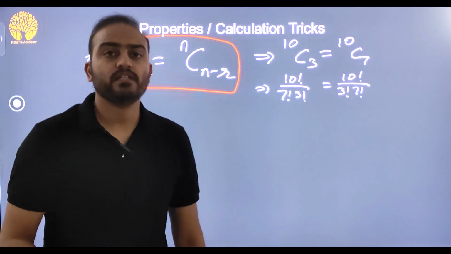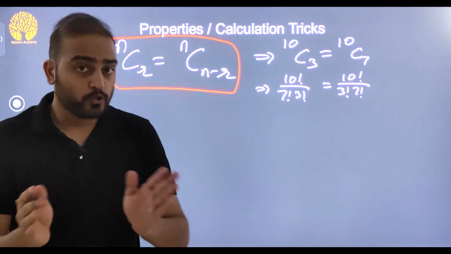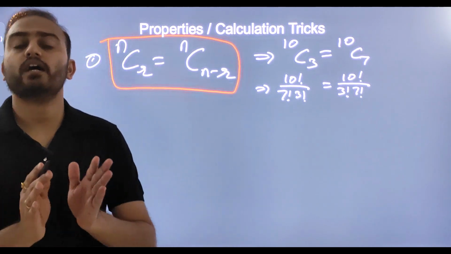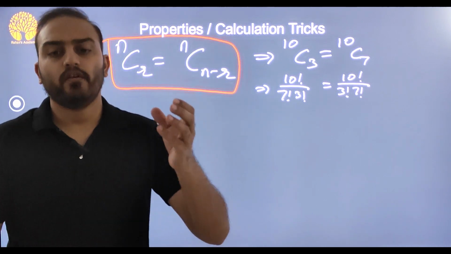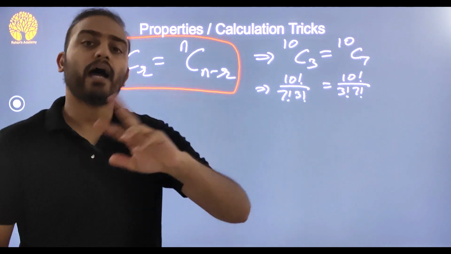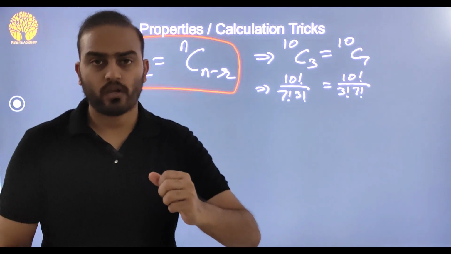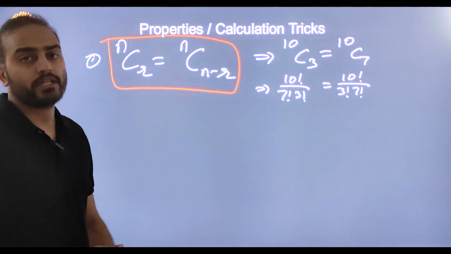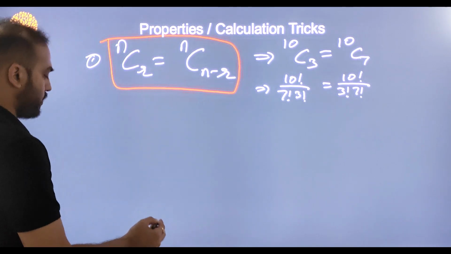What this tells you is that combinations are not unique. If I want to say that 10C something is equal to something, I should get 2 answers for r. This simply tells you that combinations are not unique.